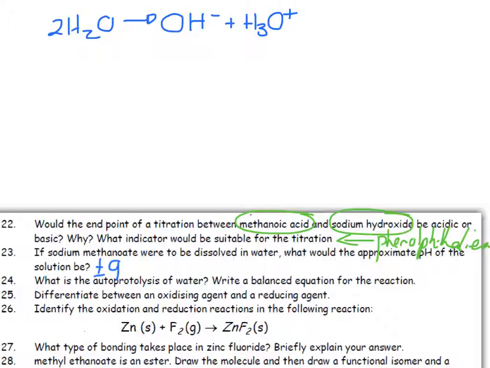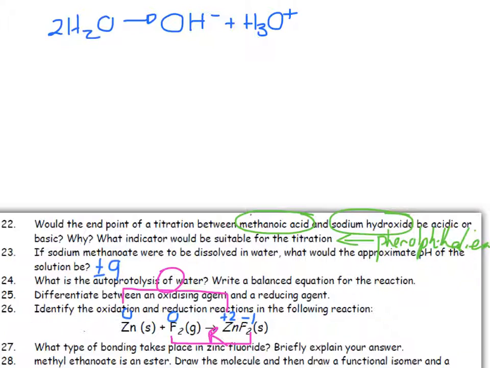Identify the oxidation and reduction reactions in the following. So first, zinc is on its own 0, fluorine's on its own 0, zinc is always plus 2, fluorine's always minus 1 because it's in group 7, and that turns out to be neutral. Why? Because there are 2 minus 1s and 1 plus 2, so that's naught. Then we're going to identify our oxidation and reduction. Zinc goes from 0 to plus 2, so that is an oxidation, and fluorine goes from 0 to minus 1, so that is your reduction half reaction.